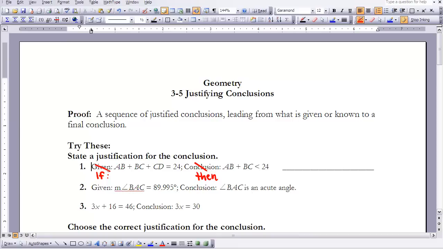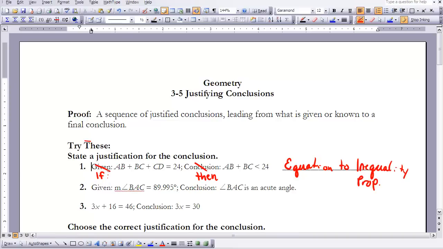So let's take this first one, given: if AB plus BC plus CD equals 24, the conclusion is that AB plus BC is less than 24. Now, this is probably not the easiest one to start with, but it still works. What I'd like you to do is turn to your 3-4 notes and find postulates of equality and inequality. And there's an equation to inequality property that says if A and B are positive numbers and A plus B equals C, then C is greater than A and C is greater than B. So basically what they're saying is the parts are smaller than the entire thing. So right here, all of the parts together make 24, so the sum of some of the parts is definitely going to have to be less than 24. So we would then want to write our justification for that piece as the equation to inequality property.